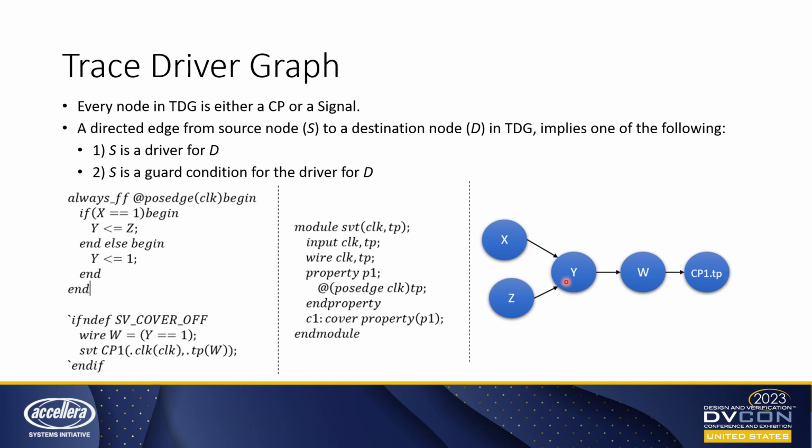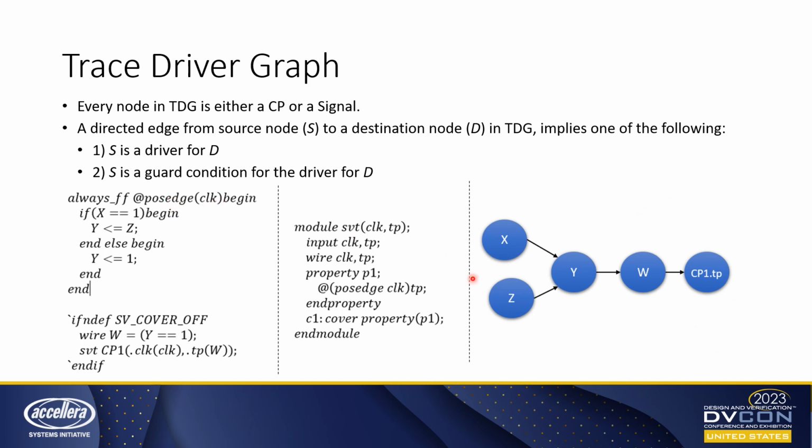The edges represent a driver or a guard condition for a driver. What that means is if you have an edge from a source to a destination, the source is either a driver or a guard condition for the driver. For instance, Y is being driven by Z, so we have an edge from Z to Y. And X is a guard condition for the driver for Y, so we also have an edge from X to Y. This is how we create the trace driver graph representation from the RTL. Notice that we have ignored all constant operands and timing statements in this representation.